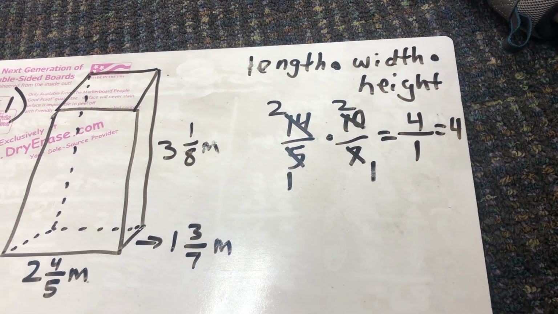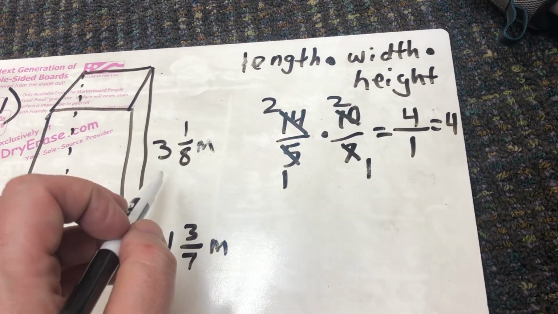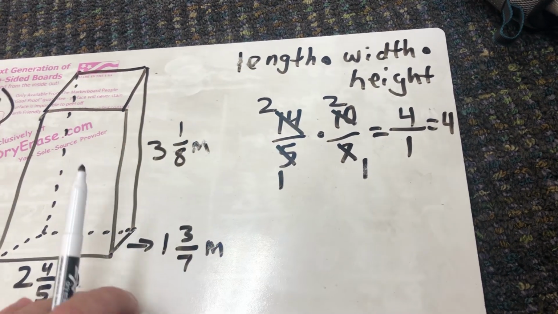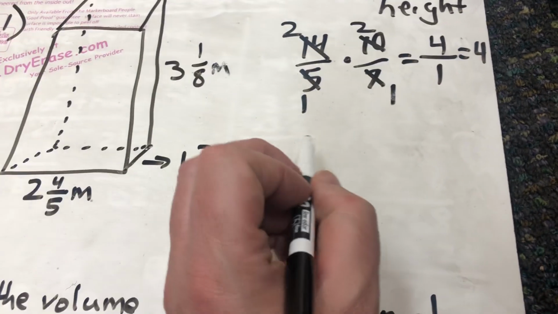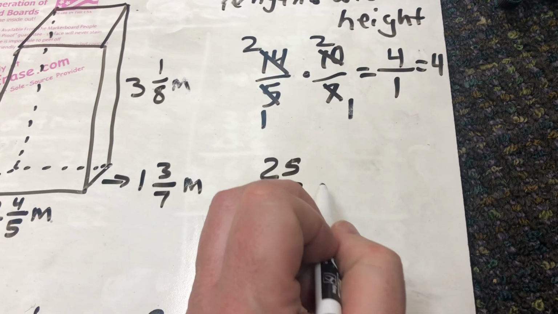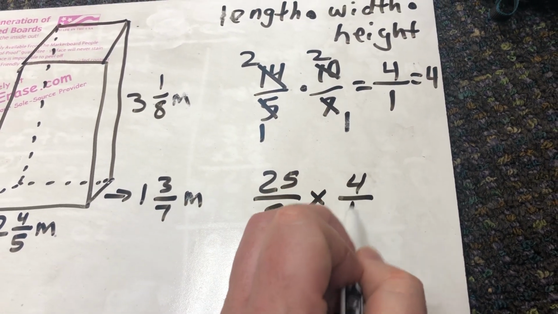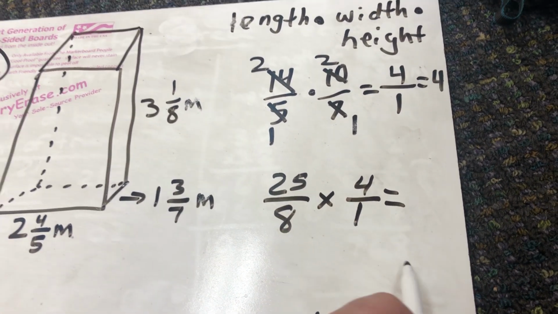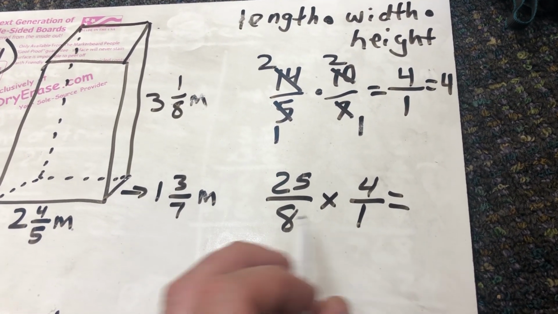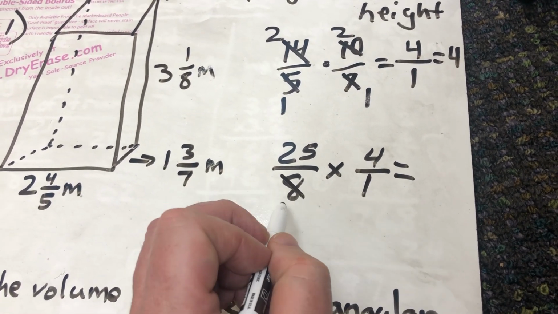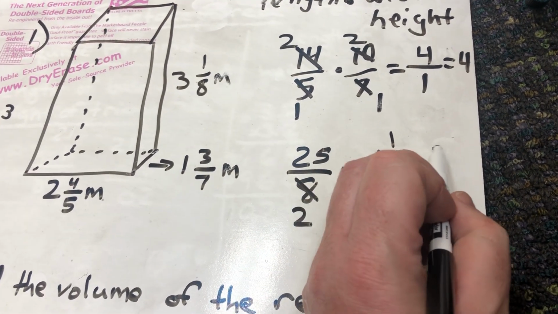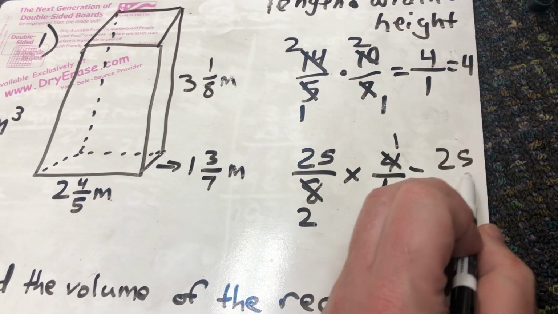And so that's pretty straightforward. Now I've got to take 4 times 3 1/8. Well, 8 times 3 is 24, plus 1 is 25. So that's going to be 25 over 8. I'm multiplying that by 4. I'm going to put that as a fraction, 4 over 1. Nothing besides 1 will go into both 1 and 25. But I can divide the 8 and the 4 both by 4. 8 divided by 4 is 2. 4 divided by 4 is 1. 25 times 1 is 25. 2 times 1 is 2.